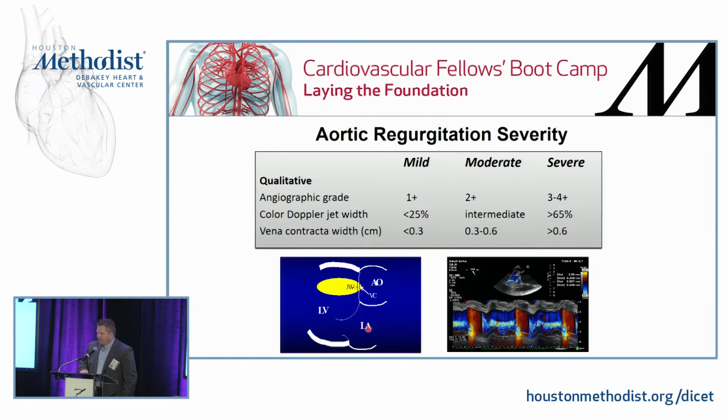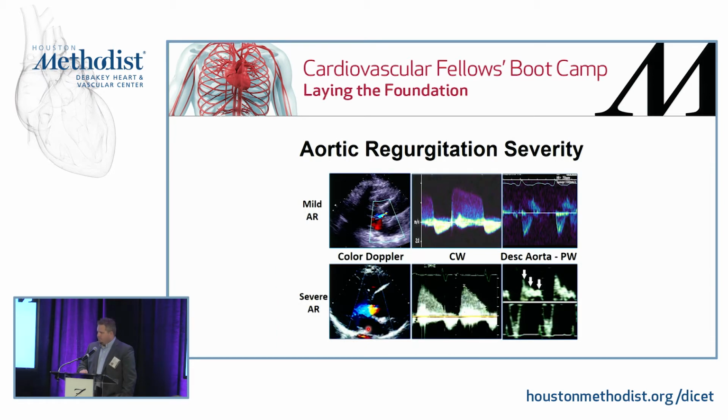So how do we grade that? We can grade that using angiography. We can do color flow Doppler jet width. If the jet width of the LVOT is greater than 65%, that's typically considered severe aortic insufficiency. We can also measure the vena contracta, typically done in like a mid-esophageal aortic valve long axis view. And if it's greater than 0.6 centimeters, that's considered severe.